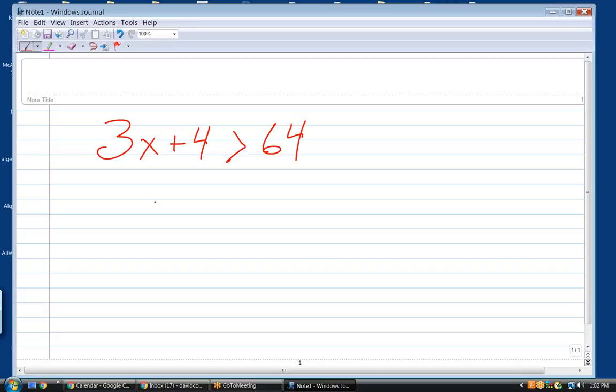So what's the first step here? What's the next line? What should I do? 3x is bigger than 60. And then we divide it by 3. x is equal to... Greater than? Yeah, x is greater than 20.